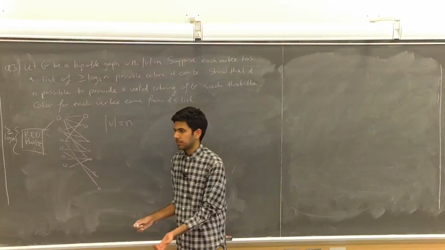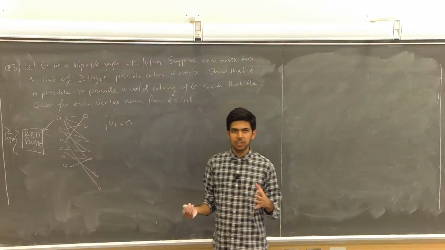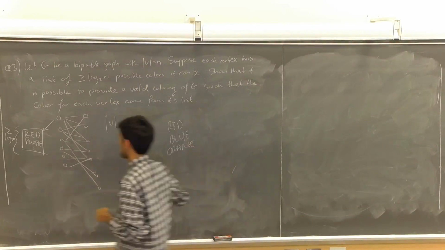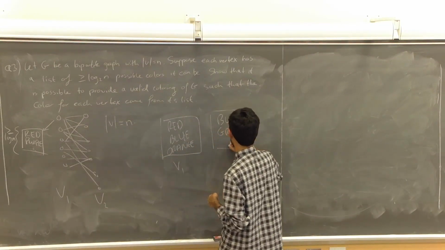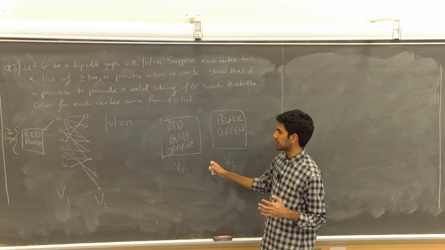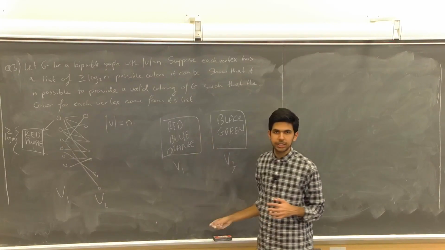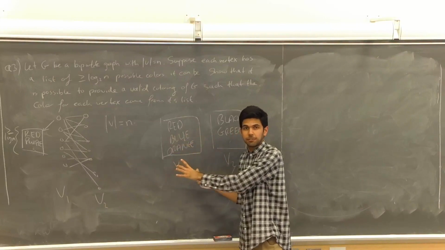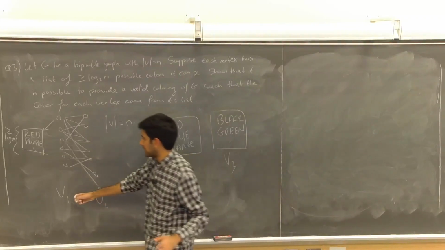What this means is if I have some collection of colors, let's say red, blue, and orange, and I'm saying these colors are reserved only for V1, which is my left-hand side.